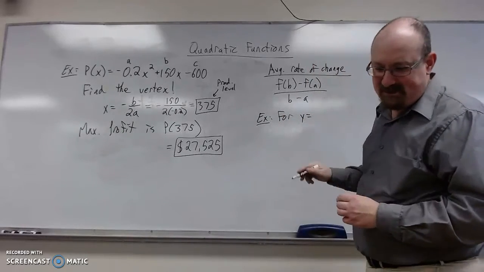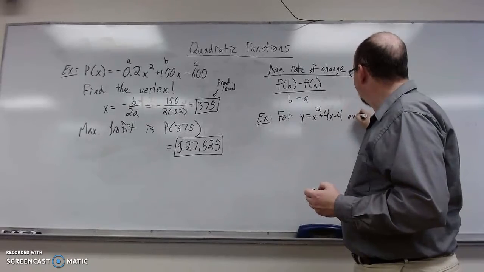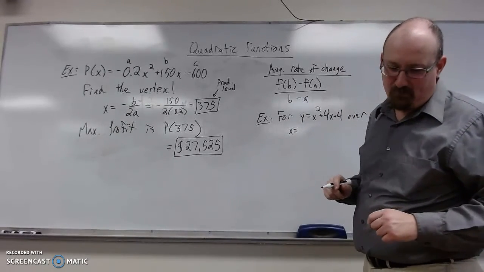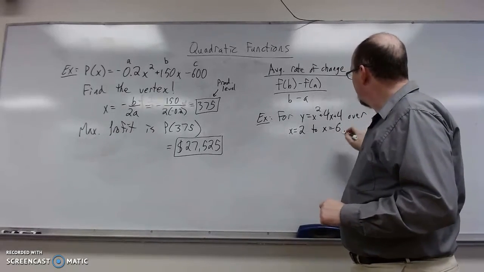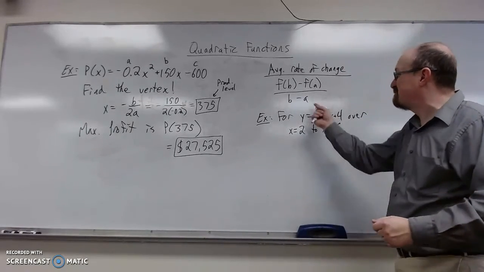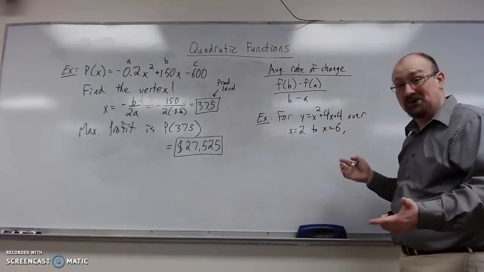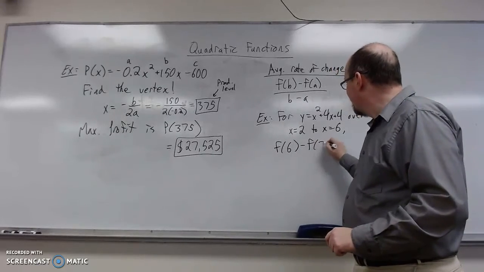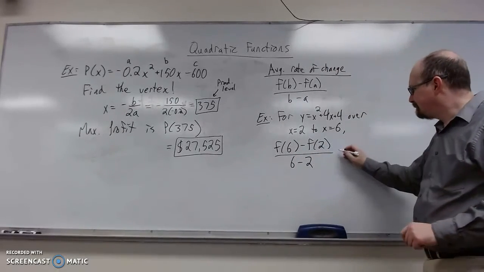So in this instance, we're looking at one of our example quadratics from earlier. It goes from x equals 2 to x equals 6. So for this particular example, as we pound this thing out, this is going to be my a. The smaller value would be a. The larger value would be b. So we have f of 6 minus f of 2 over 6 minus 2.